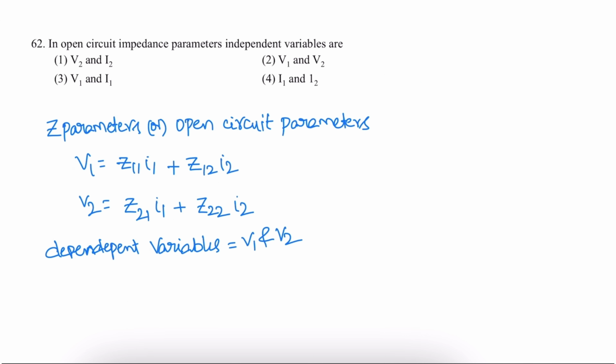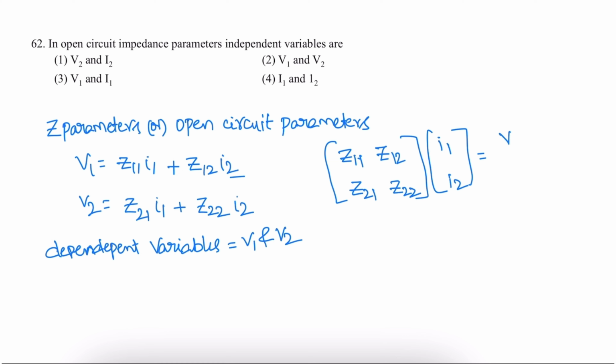Next question. The open circuit impedance parameters independent variables are? So Z parameters are open circuit parameters, given by V1 is equal to Z11 I1 plus Z12 I2, and V2 is equal to Z21 I1 plus Z22 I2. So this Z11, Z12, Z21 and Z22 are Z parameters, the open circuit parameters. Here I1 and I2 are currents, this is equal to V1 and V2. This is a matrix representation.